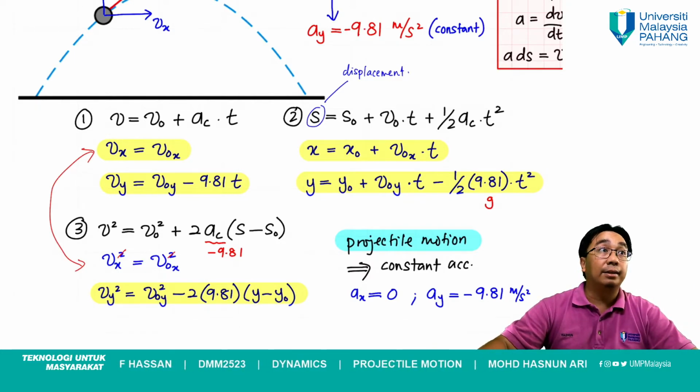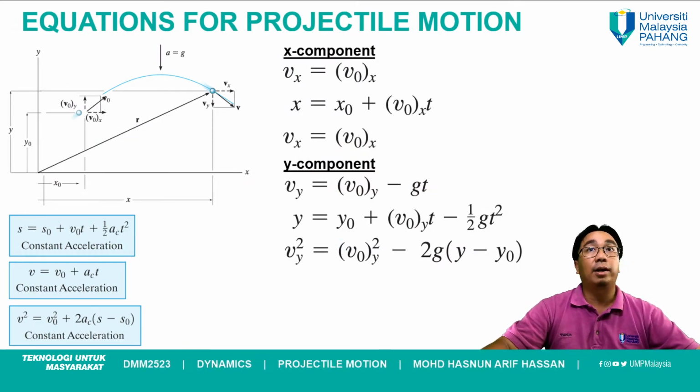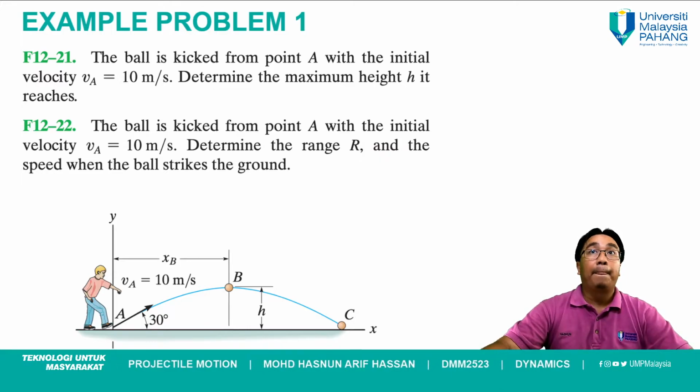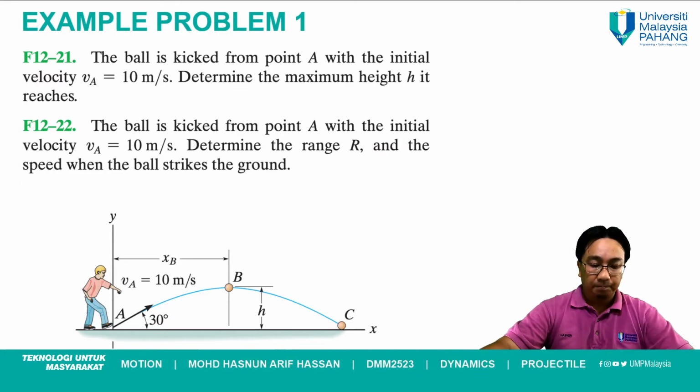Kalau jelas dan tak ada apa-apa soalan, kalau ada apa-apa soalan boleh terus tanya. Kalau tak ada, kita akan terus kepada example problem. Ada apa-apa soalan?